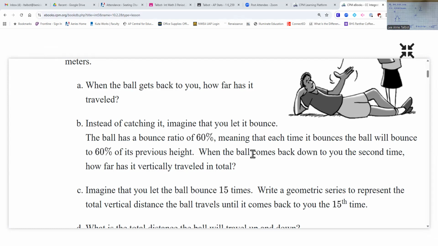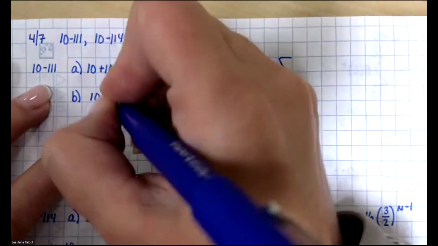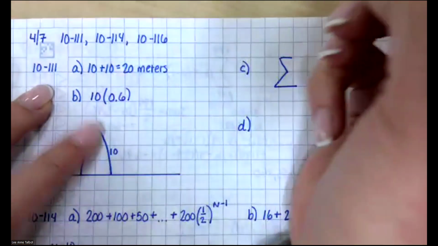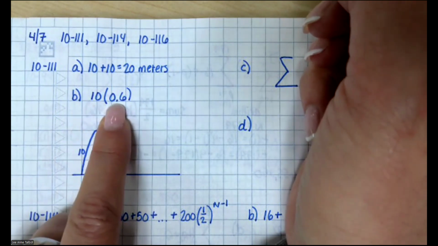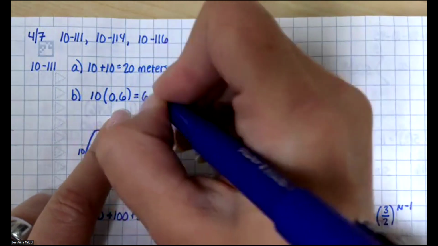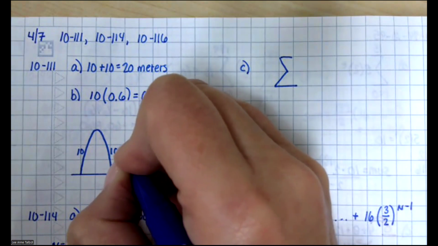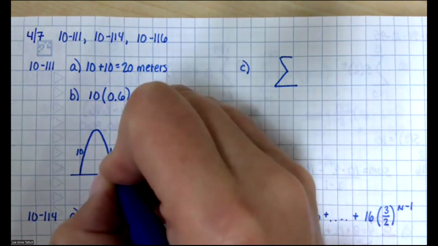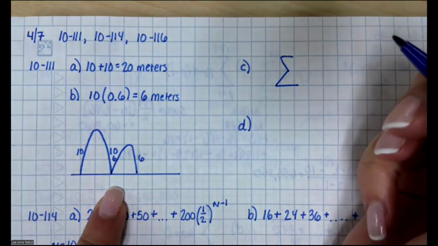When the ball comes back down to you the second time, how far has it vertically traveled in total? Okay, so if it has a bounce ratio of 60%, we're going to do 10 times 0.6. This means that the original bounce was 10, and it's only going to go 60% of its original height, which is 6 meters. So on the second bounce, it's going to go up 6 and down 6.